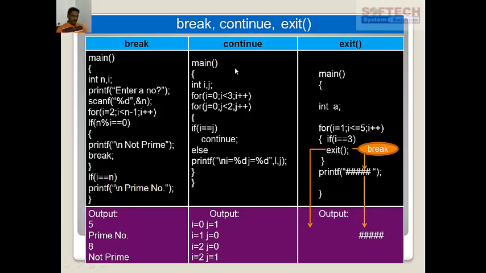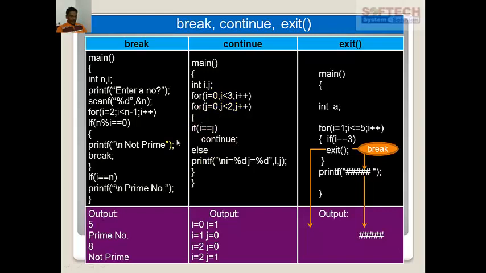In the continue statement, in main, integer I equal to 0, I less than 3, I plus plus. This is the outer loop. This is the inner loop: J equal to 0, j less than 2, j plus plus. The inner loop rotates 2 times. If the I value is 0, it rotates 2 times. If the I value is 1, it rotates 2 times.